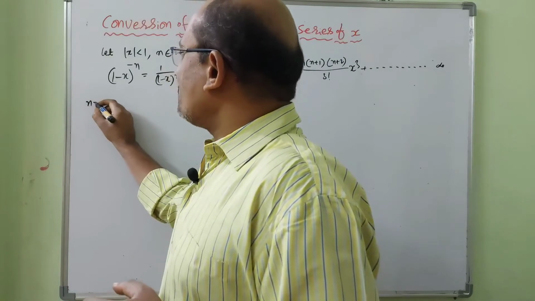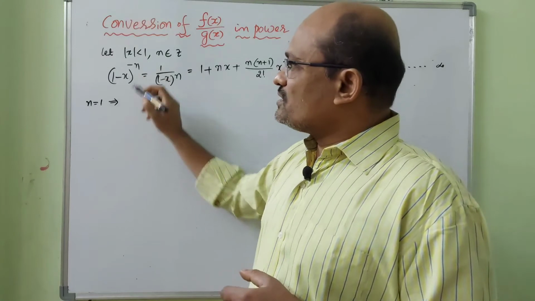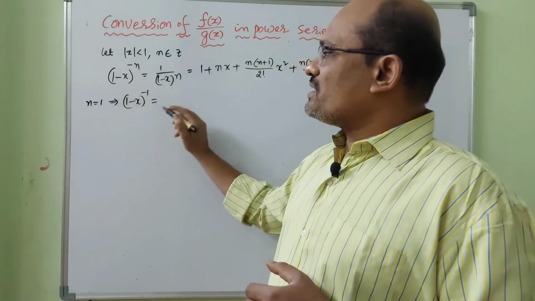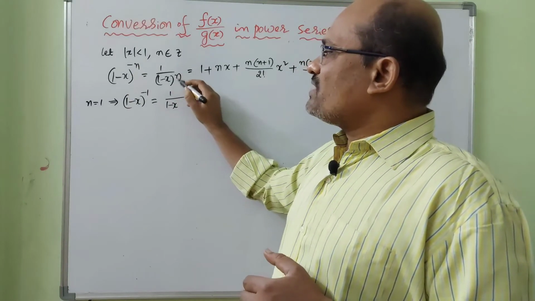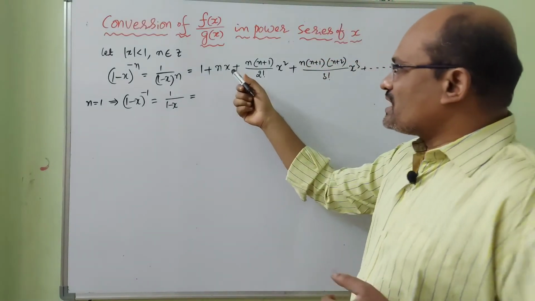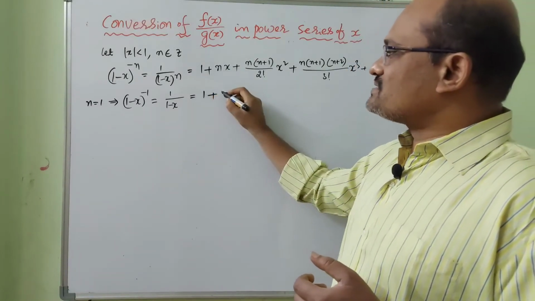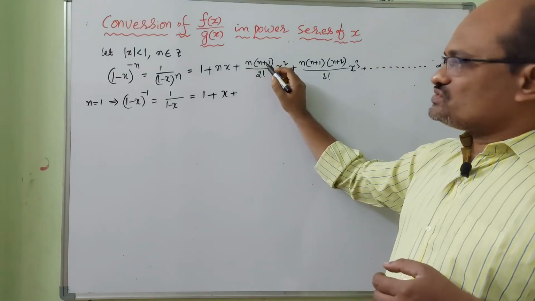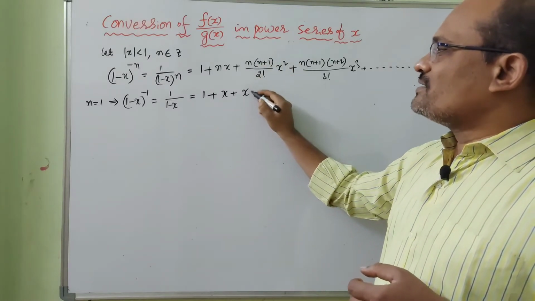Here, suppose I take n equal to 1, what happens to this series? Put n equal to 1, what you get? 1 minus x power minus 1 is nothing but 1 by 1 minus x power 1. Power 1 means 1 minus x only. Now put n value 1 here: 1 plus, 1 into x, x. Then 1 into 1 plus 1 is 2, 2 factorial is 2, 2 gets cancelled, you will get 1 into x square.